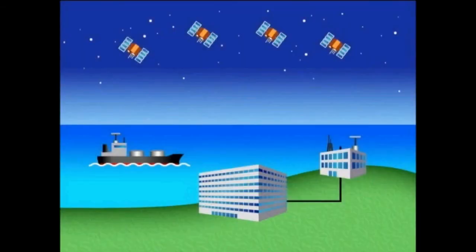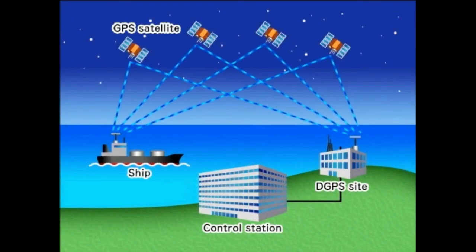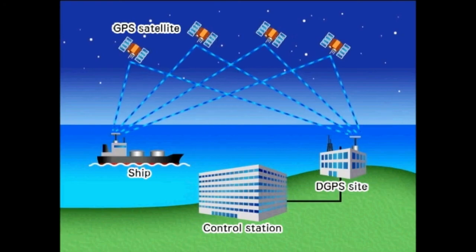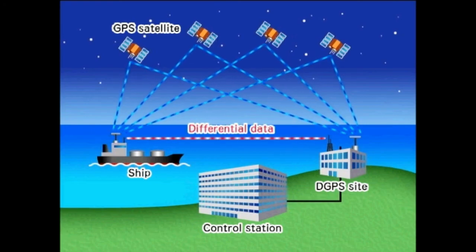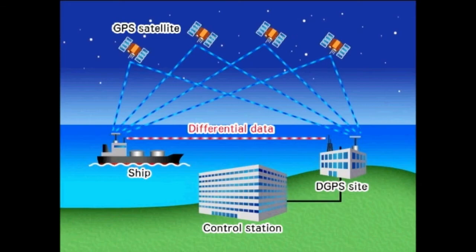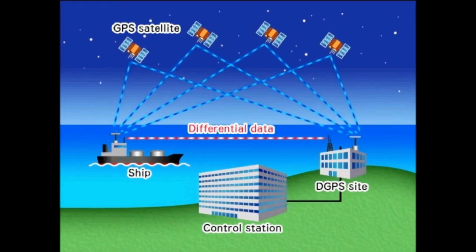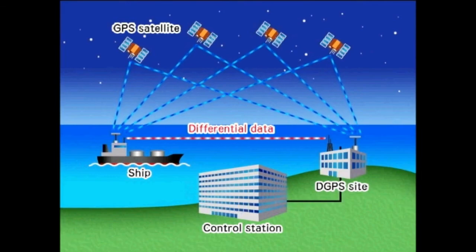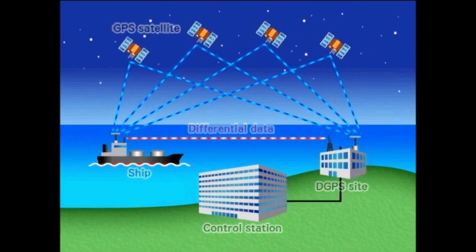With the DGPS system, the GPS signal is received from a reference point, a point the position of which is known precisely. The error margin is calculated from the position obtained by GPS and the true position. The differential information is transmitted to ships as a correction factor. Based on this correction factor, each ship corrects the position.